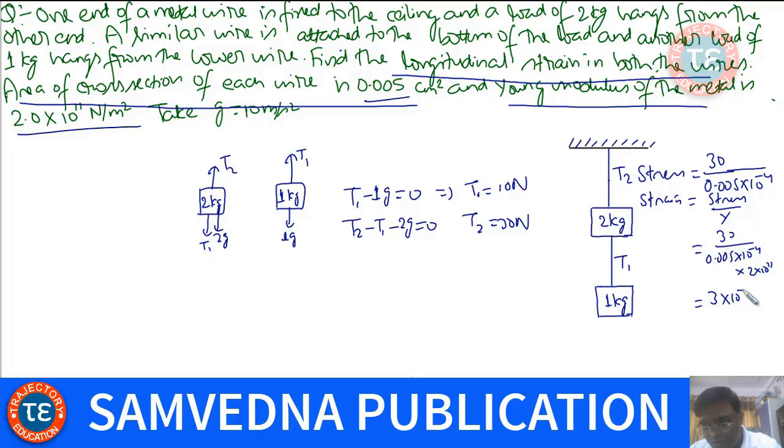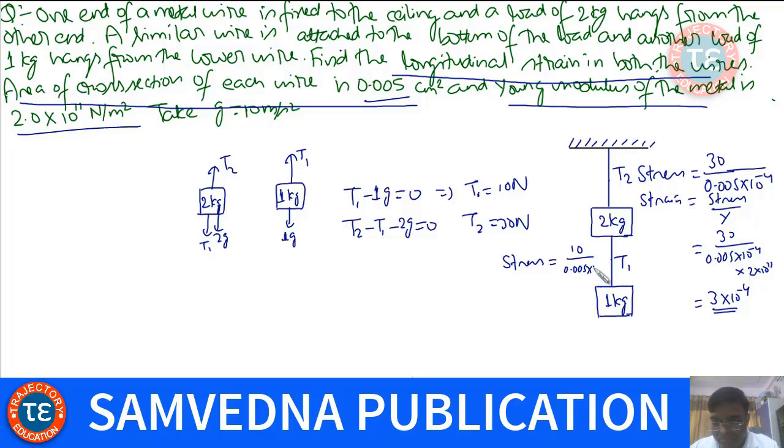So this will be 3 into meter. Is it not? Not meter. Strain is dimensionless. So that's the fraction increase in the length. That's the strain, in fact. Similarly, I can find a stress in this wire.